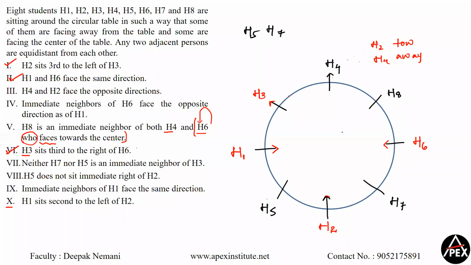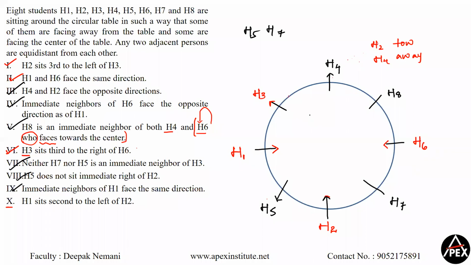Now we have to determine the directions. Immediate neighbors of H1 face the same direction. So H3 and H5 are the immediate neighbors of H1 and they should be facing the same direction. H3 is facing away from the center, so H5 should be facing away from the center. We have considered statement 5: H4 and H2 face opposite directions. This is considered. Immediate neighbors of H1 face the same direction.